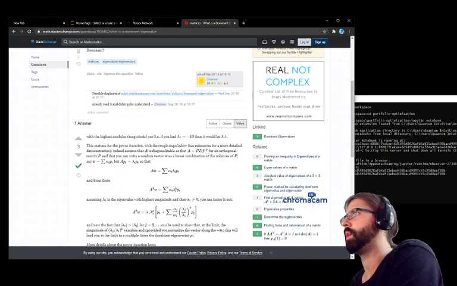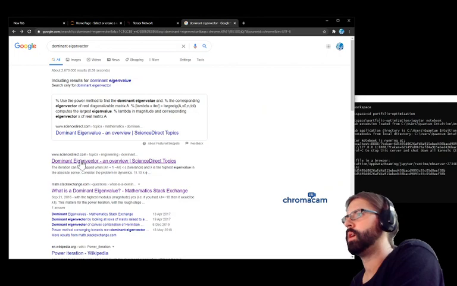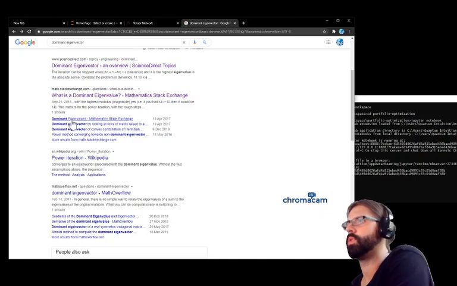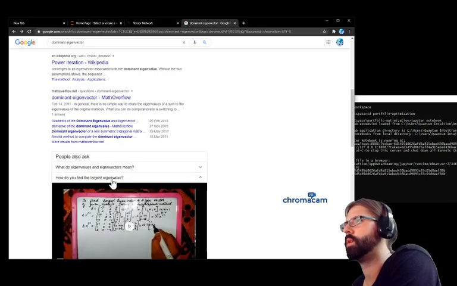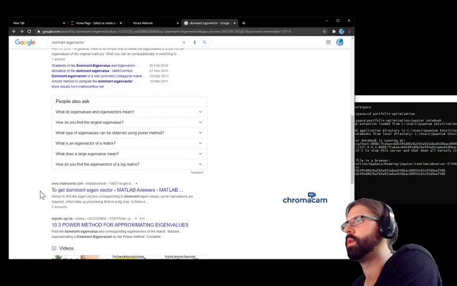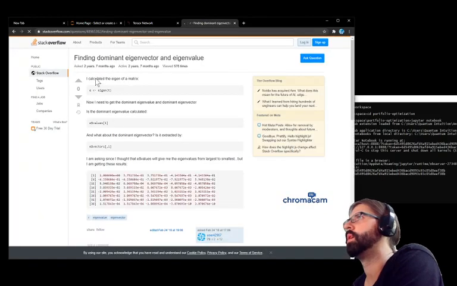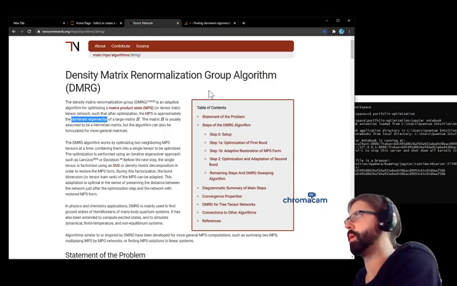The dominant eigenvalue is the one with the highest modulus, mind you, and this matters to the power iteration. Maybe that's the largest one, but that would be weird. I don't know, but some eigenvalue, okay? So chances are this is what we want.